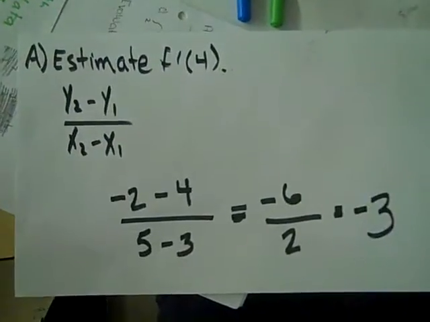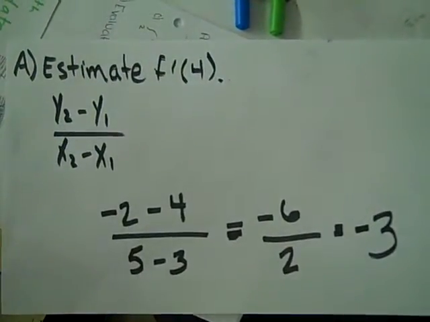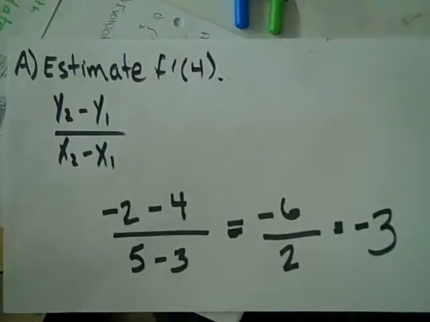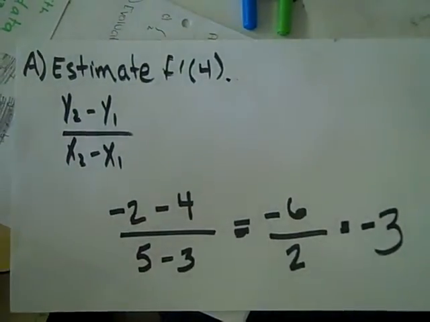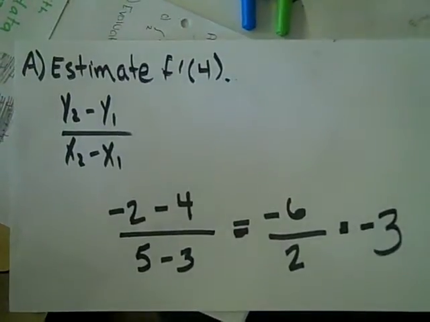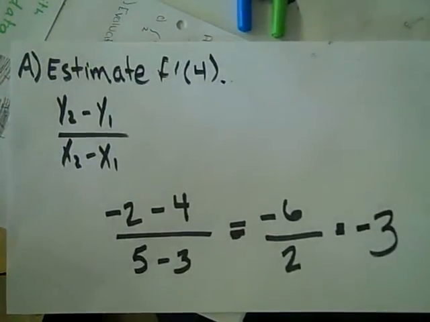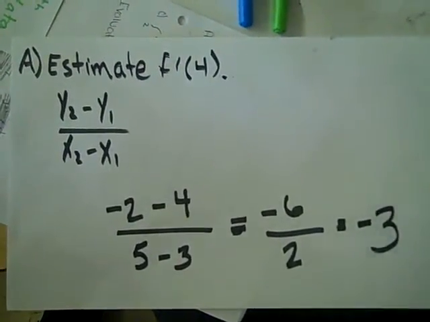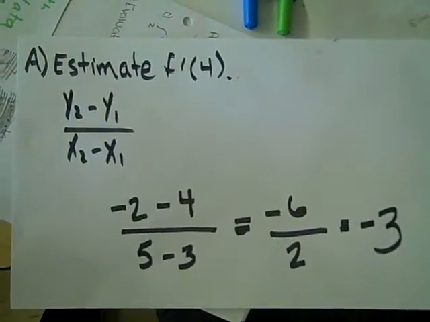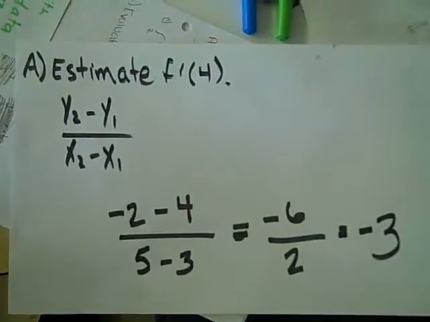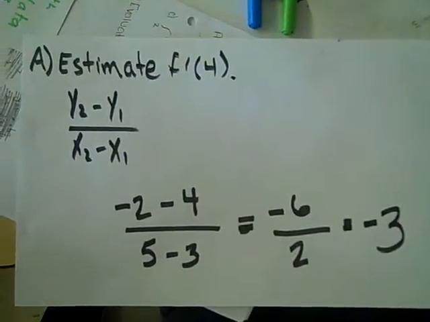Let f be a function that is twice differentiable for all real numbers. The table above gives values of f for selected points in a closed interval, 2 less than or equal to x less than or equal to 13. Letter A, you have to estimate f prime of 4.